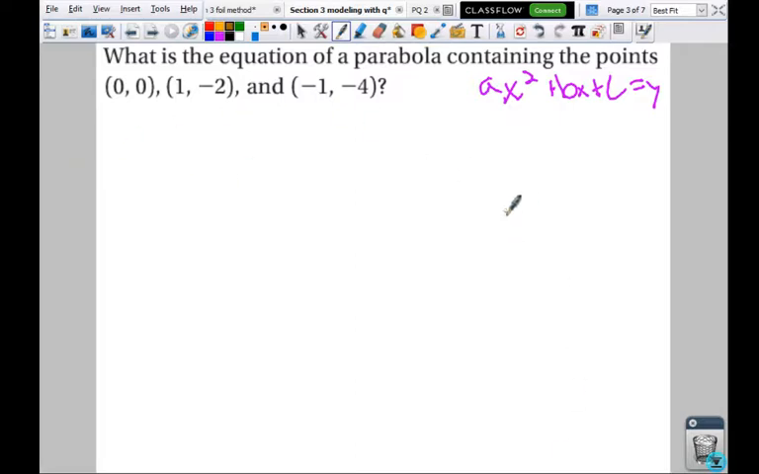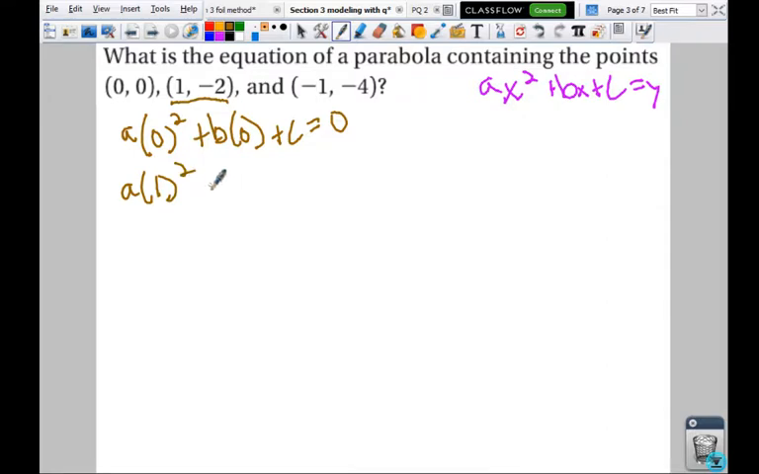So we're going to make our 3 equations, then we're going to make our matrix, and then we're going to solve our matrix. So A is going to be 0 squared plus B times 0 plus C times 1 equals, I'm plugging in 0 for y. Then I'm going to keep going through. For my second one, I'm plugging in this point here.